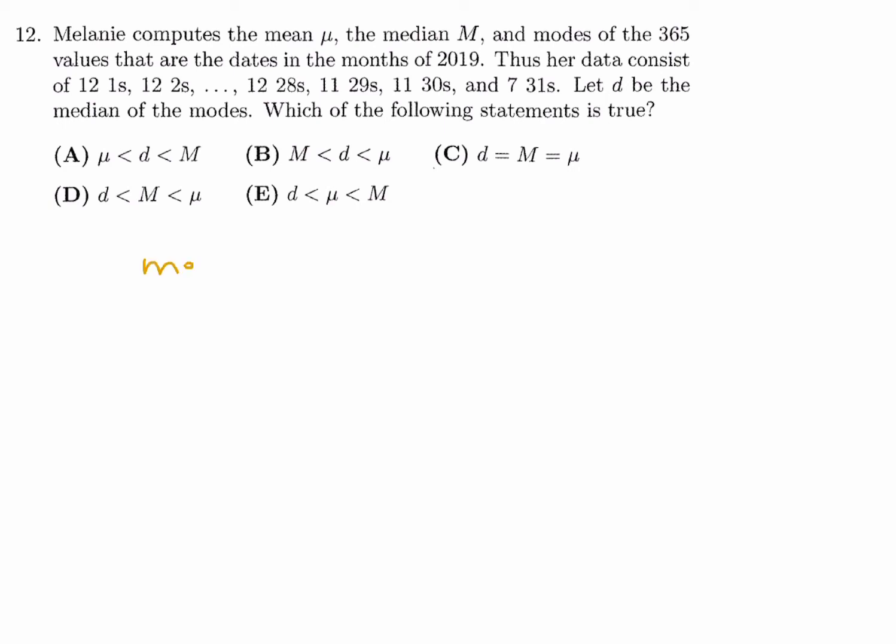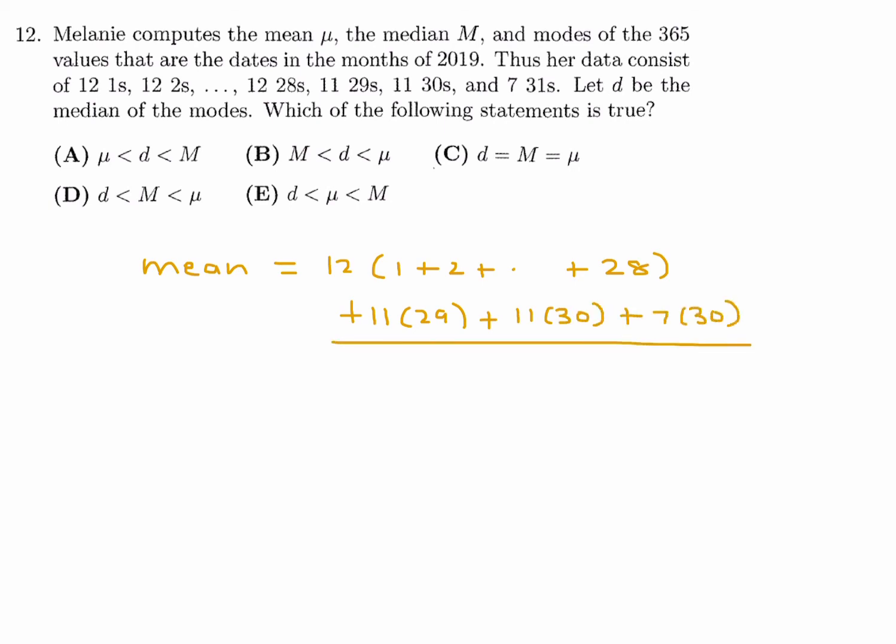Well, the mean you can probably easily calculate. 12 times 1, 12 times 2, all that stuff, all the way up until we're going up to 28, right? Because all of them have 12. And then 11 times 29 plus 11 times 30 plus 7 times 31. And then, of course, divide by 365. And when you do all that math, you get a little bit less than 16, about 15.7.